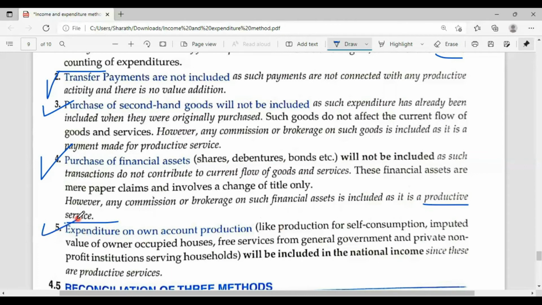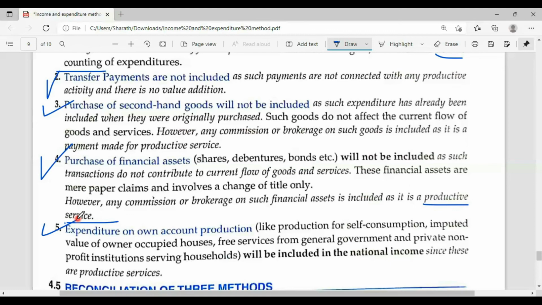The next, fifth one, is expenditure on own account production. In an economy, some production takes place for self-consumption. If anything is produced and used for oneself, we take the imputed value of those goods and services and make it a part of national income accounting. For example, owner-occupied houses, or the wheat grown by a farmer and used by his own family. Here we take the imputed value. Why? Because being the owner, they are never going to pay anything for such goods. So the economy will take the imputed market value of those goods and services and add it to the national income account.